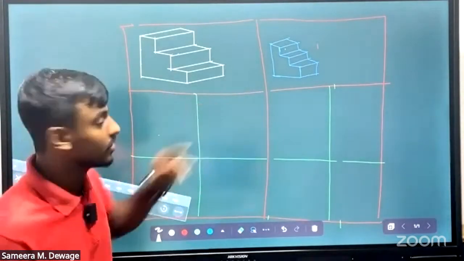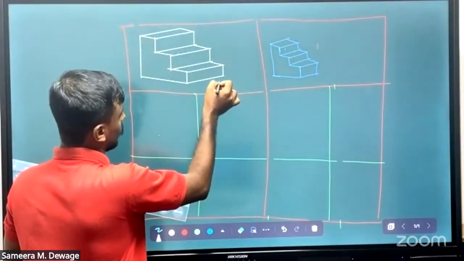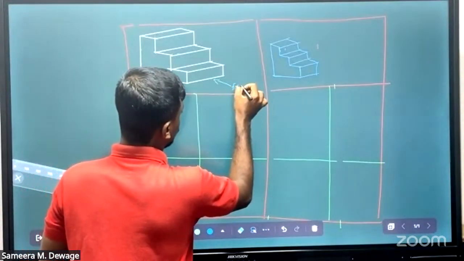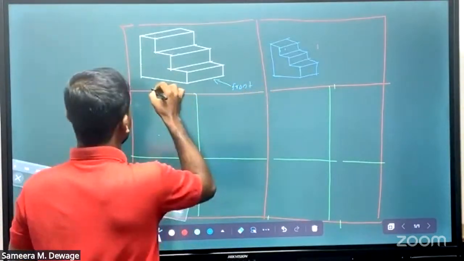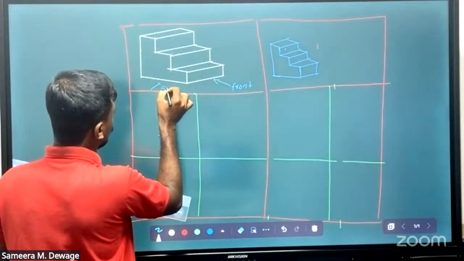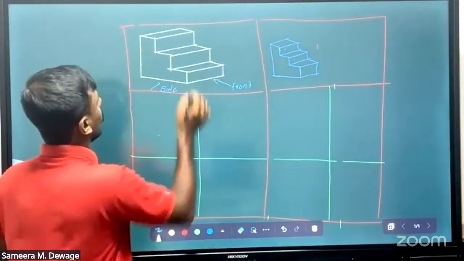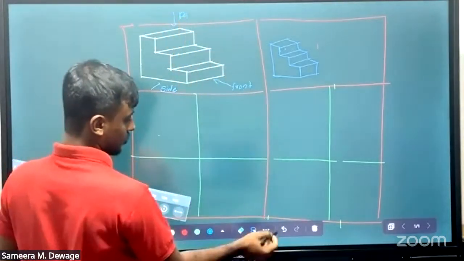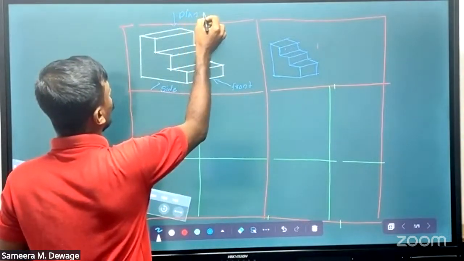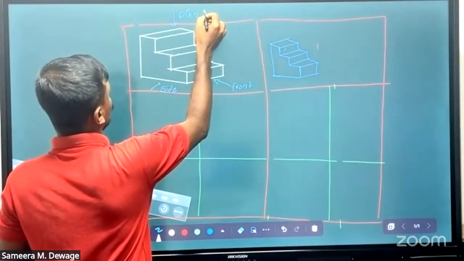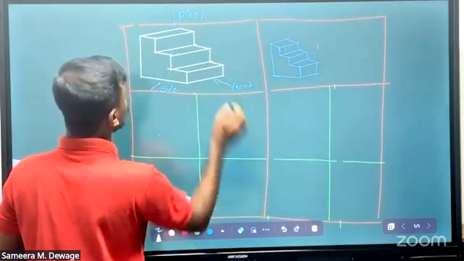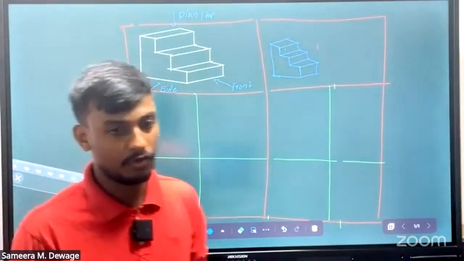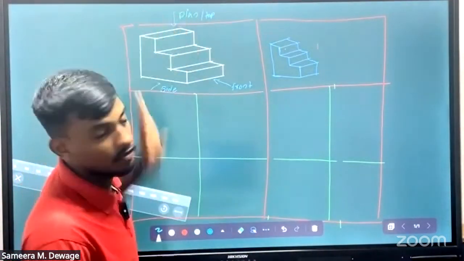Assume this is your front view, right? This is your front side, and here is your side view. And above is the plan view or top view, right? Top view. Plan view or top view.